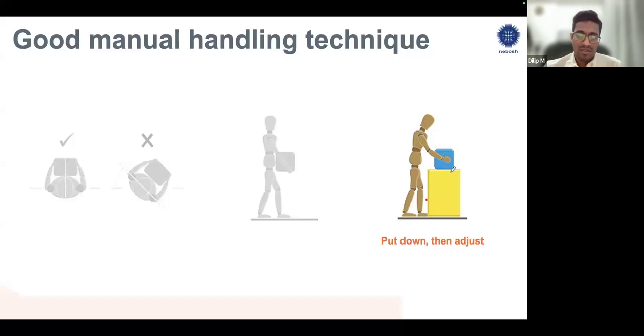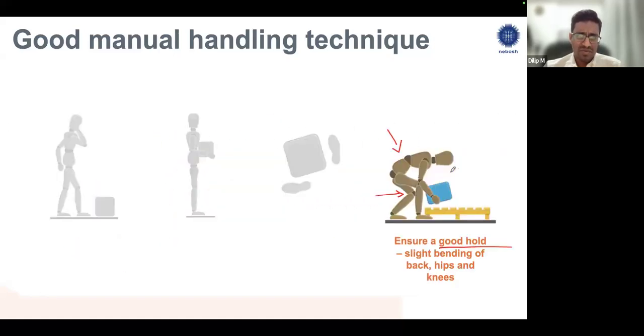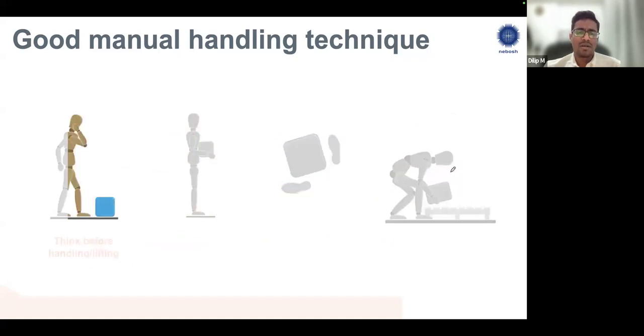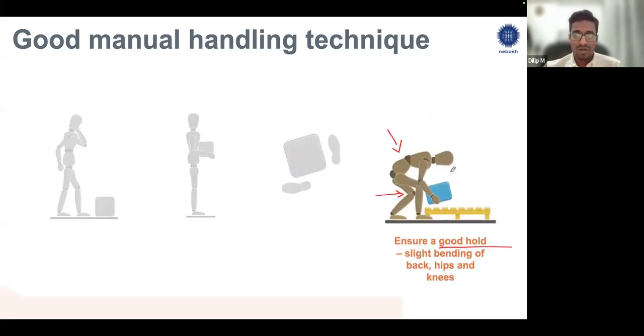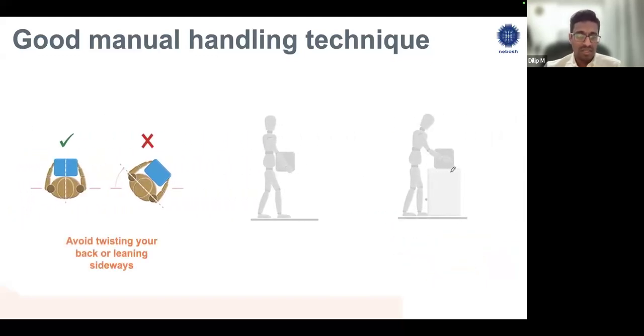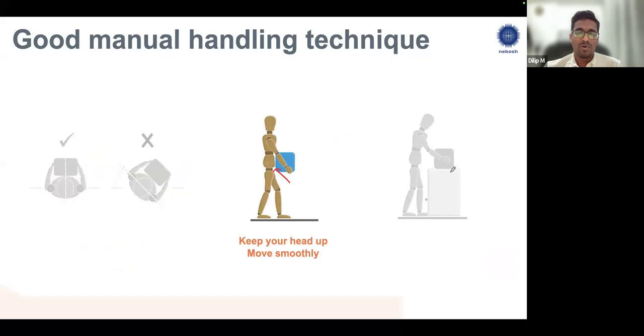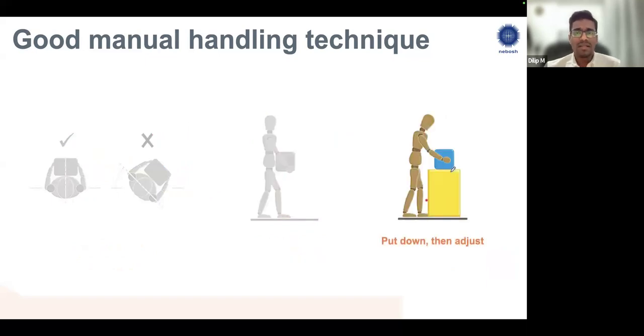So here you see the 6 pointers. It is very clear that first you have to do an initial assessment before lifting. Particularly you're going to look at the load and the environment, and then how you're going to position your load against your body, and then your feet position in relation to the load. And when lifting, you should bend your back, hips and knees, and then avoid stretching or twisting or leaning sideways, and then you move and finally position the load and then adjust.